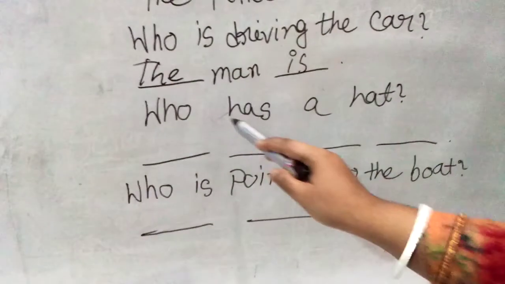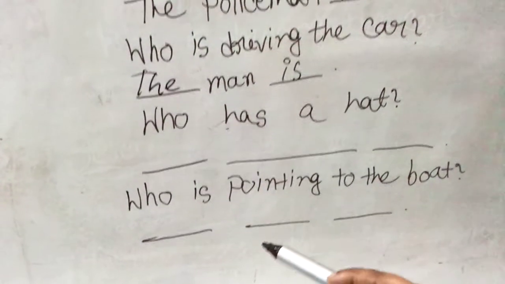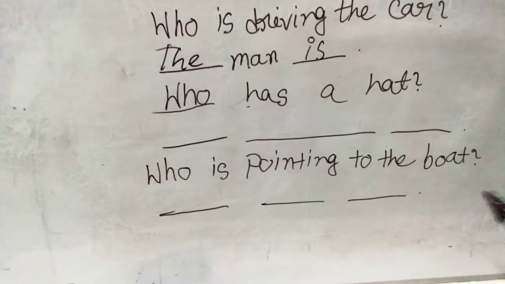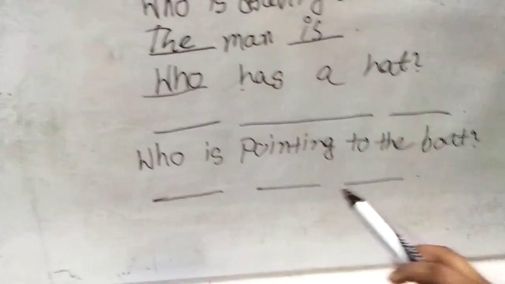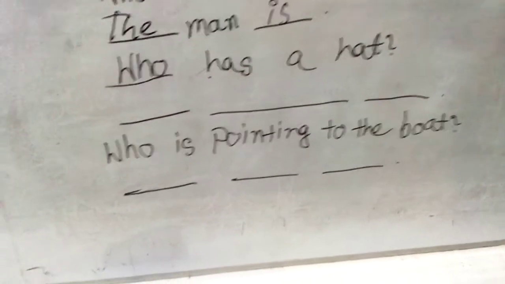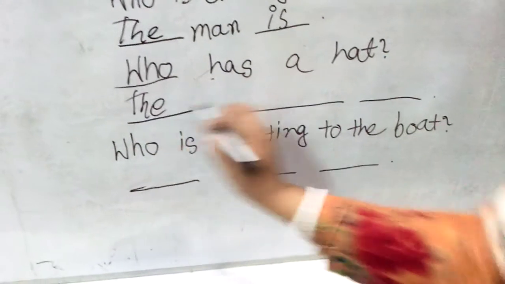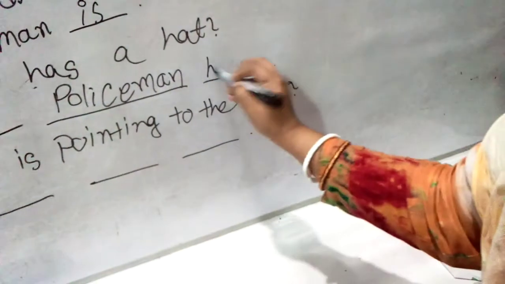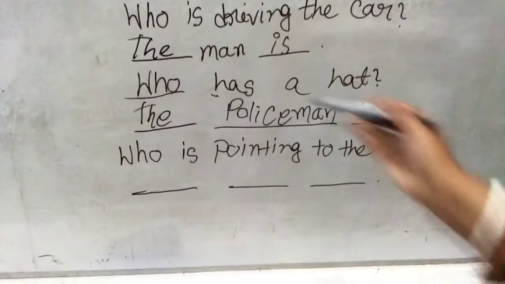So, the answer would be C. Here we know that the auxiliary verb, undoubtedly, would be has. So, who has a hat? If it starts with who, that means it would be a noun first. Before pointing the noun, we need to put a definite article. So the policeman. Please note it down. The policeman has. Why has? Because has is already given.